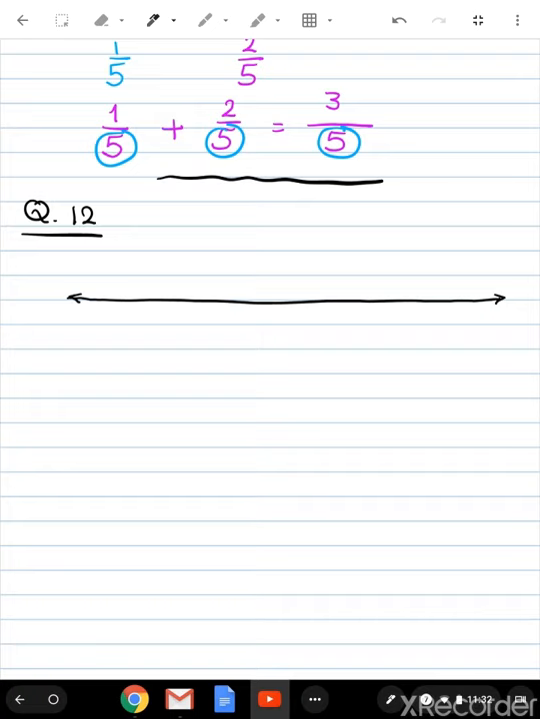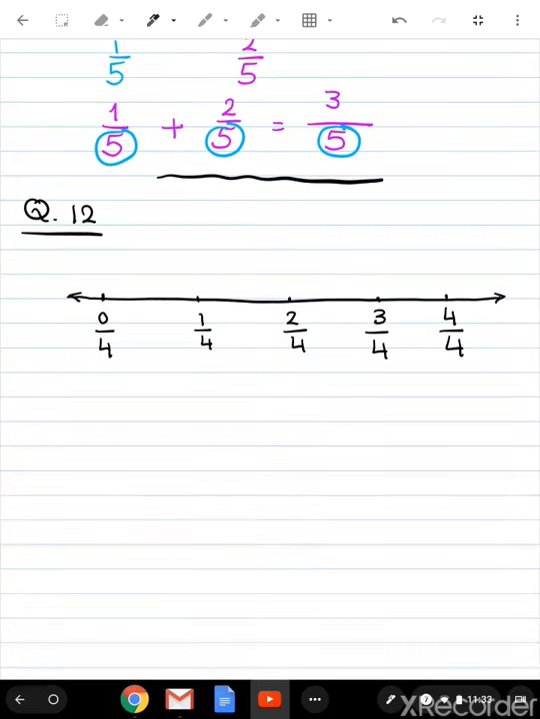Then I have from 0 to 1. This is the part from 0 to 1. I will cut it into 4 equal parts. So this will be 0 out of 4. This is 1 out of 4. This is 2 out of 4. 3 out of 4. And then this is 4 out of 4.